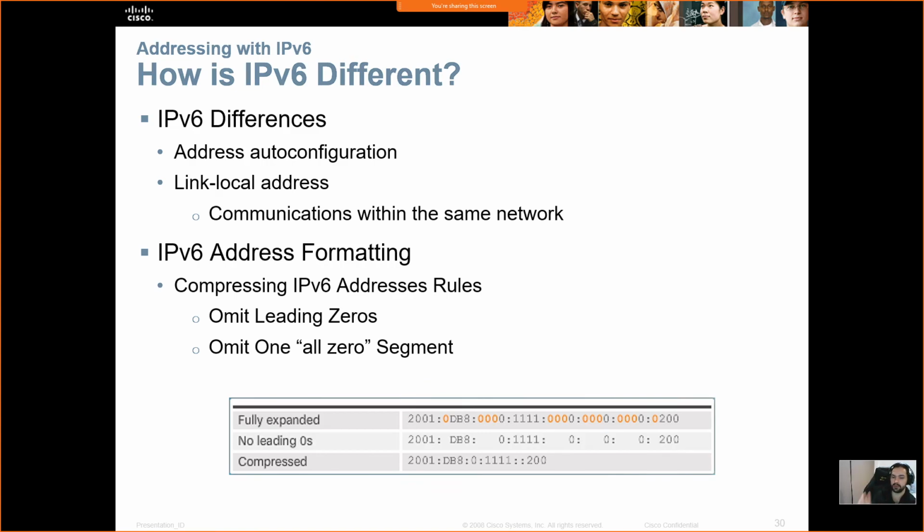Don't worry about this for now. We can do the calculations for IPv6 later on. For now, you just need to know that an IPv6 address is a 128 bits address. It's represented with letters and numbers. The numbers go from 0 to 9, and the letters go from A to F.